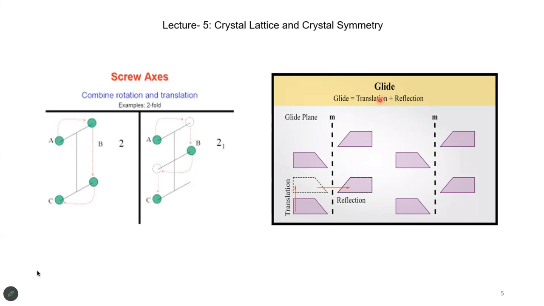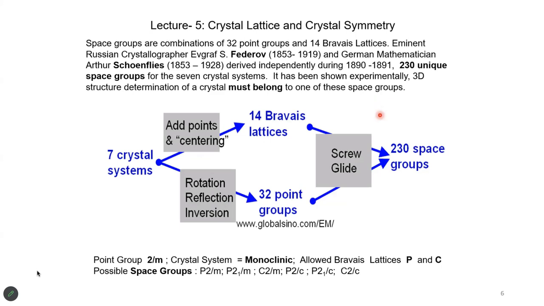Now we go for space group. We know very well now, we have 32 point groups. Very well we know that. And also we know we have 14 Bravais lattices. So a very renowned Russian crystallographer, Fedorov, and a German mathematician, Schoenflies, derived independently, mathematically, in 1890 and 1891 that there could be only 230 unique space groups for the 7 crystal systems.